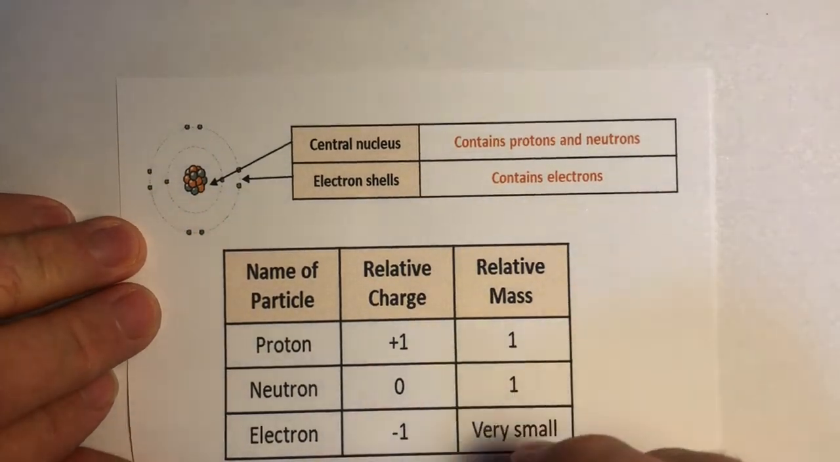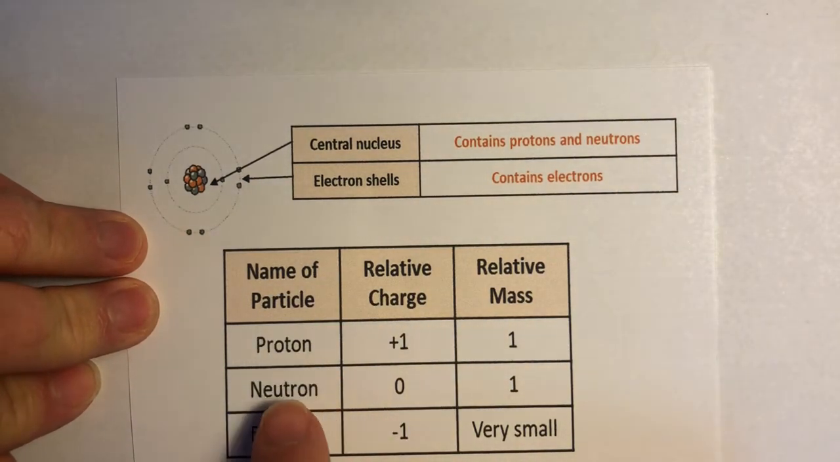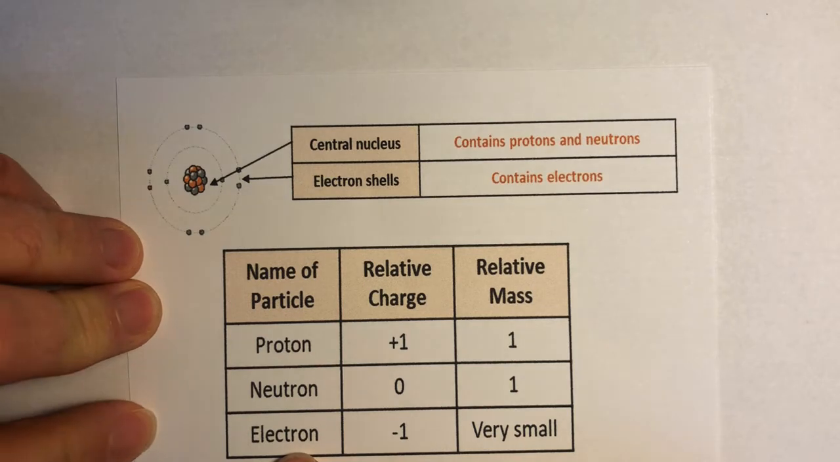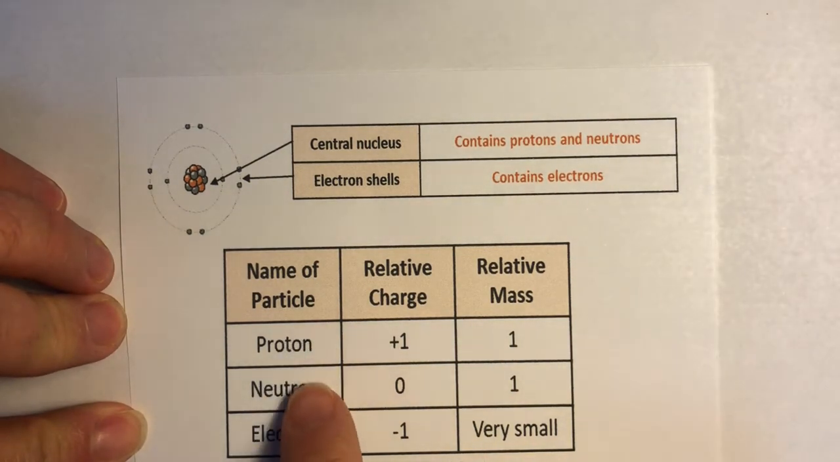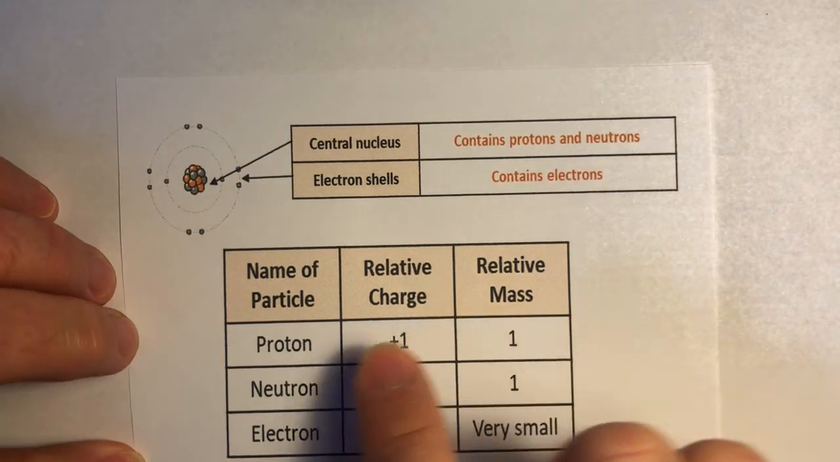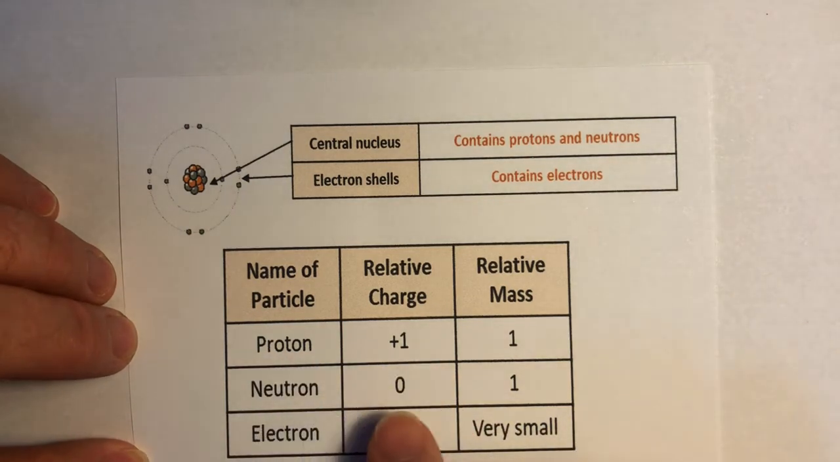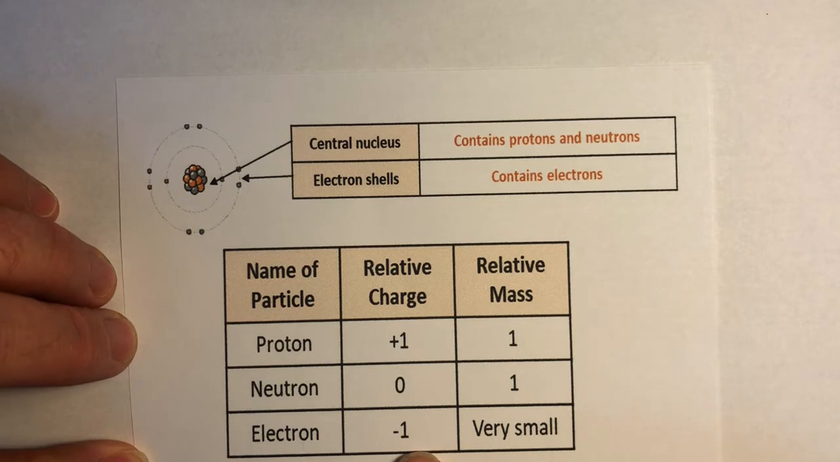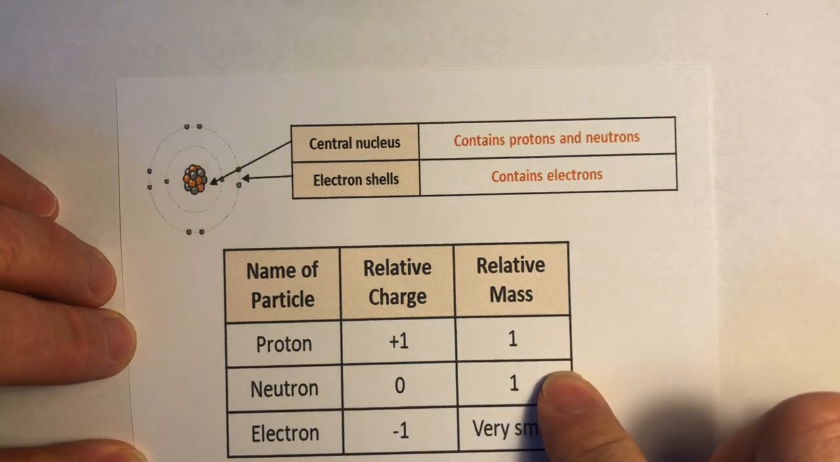Now, each one of those subatomic particles has got a name: protons, neutrons, and electrons. What you need to do is know the difference between protons, neutrons, and electrons based on their charge and their mass. Protons are positive, which kind of makes sense. Neutrons are neutral. They've got no charge. Electrons are the other one. They're -1.